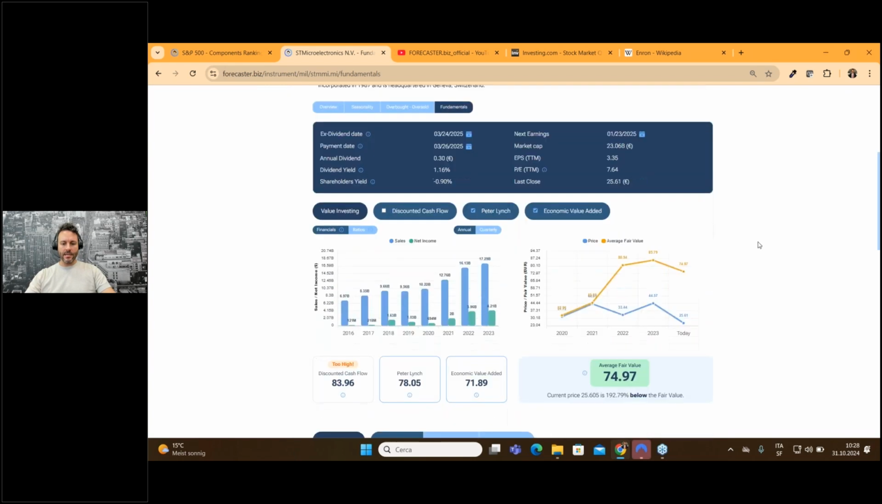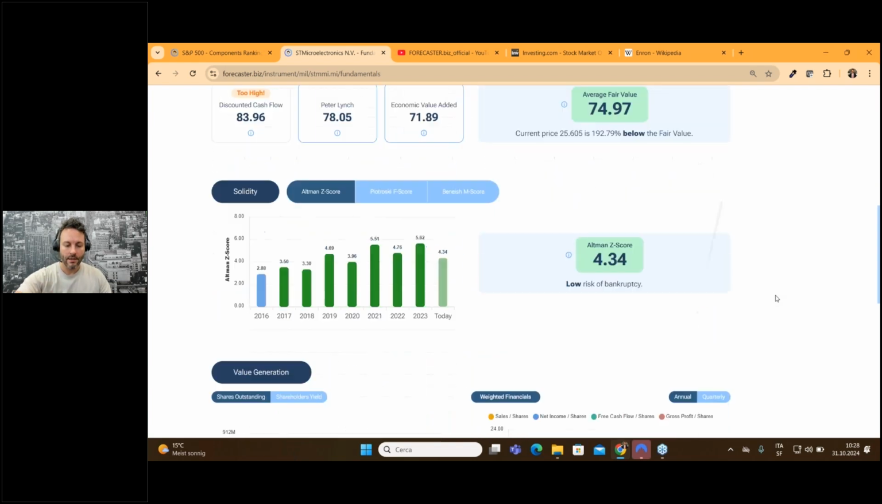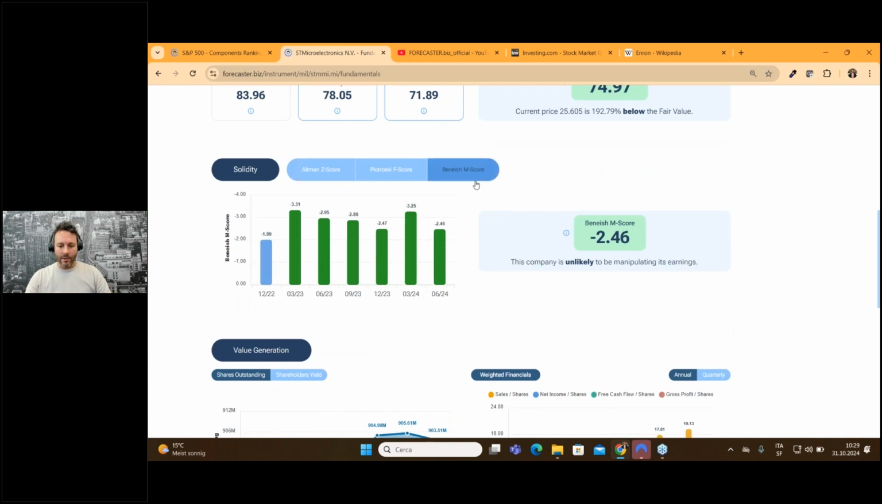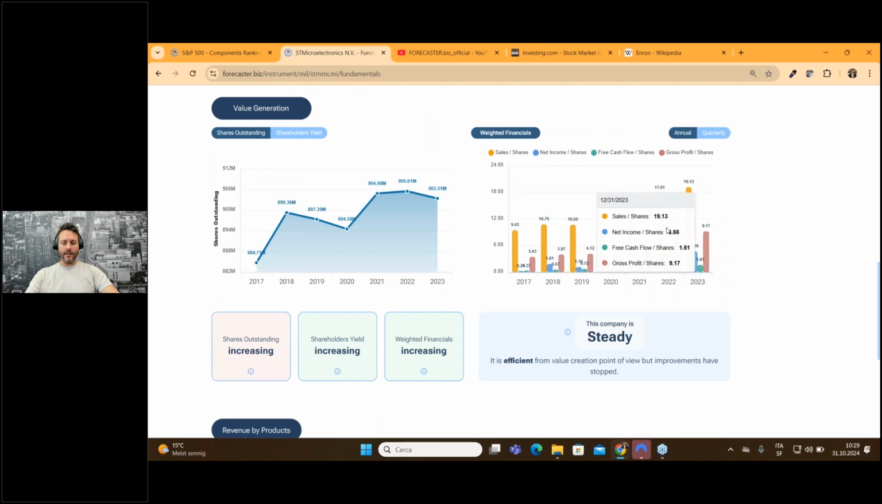And as you can see from the numbers, we have a very interesting company, because if, for example, we use only the Peter Lynch and the economic value added method, we can find a company which is very undervalued, very interesting. We can find a company which has a low risk of bankruptcy. We have a company which is not rigging, they are not manipulating their earnings. Okay, they are growing a little bit in efficiency, even if they don't have a very strong buyback policy.